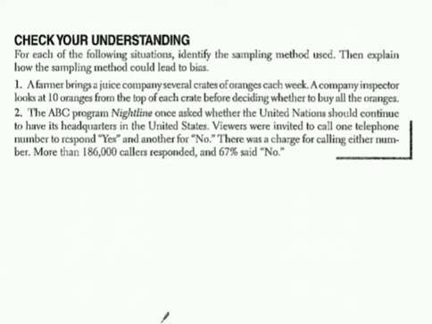So in number 1, it says, a farmer brings a juice company several crates of oranges each week. A company inspector looks at 10 oranges from the top of each crate before deciding whether to buy all the oranges.